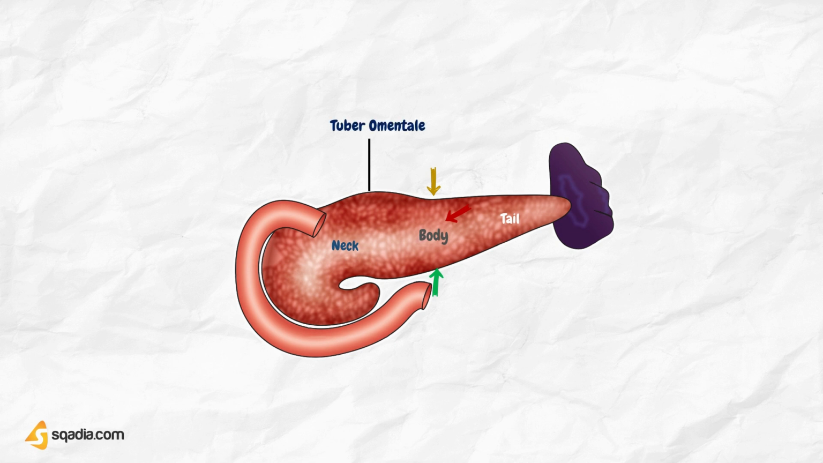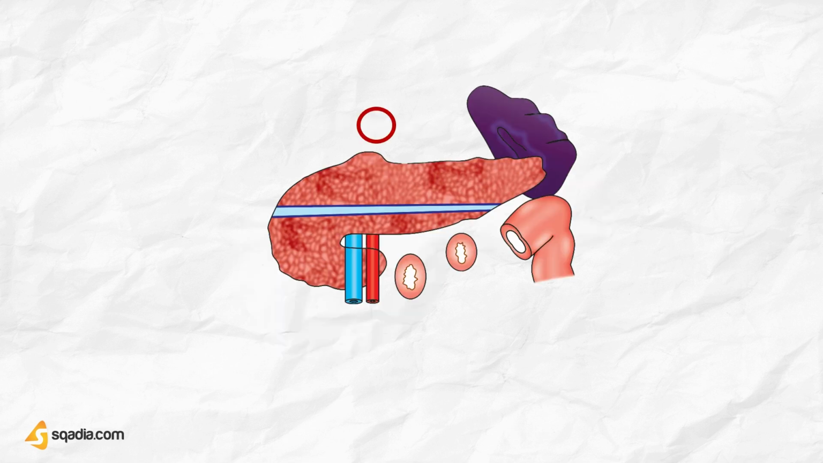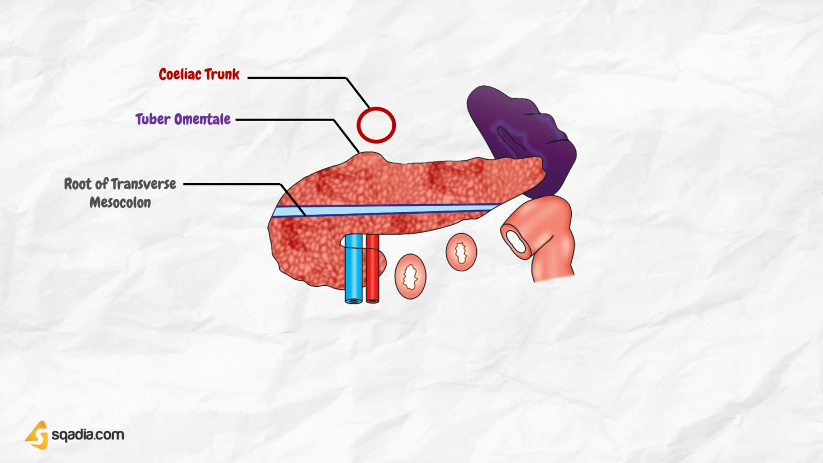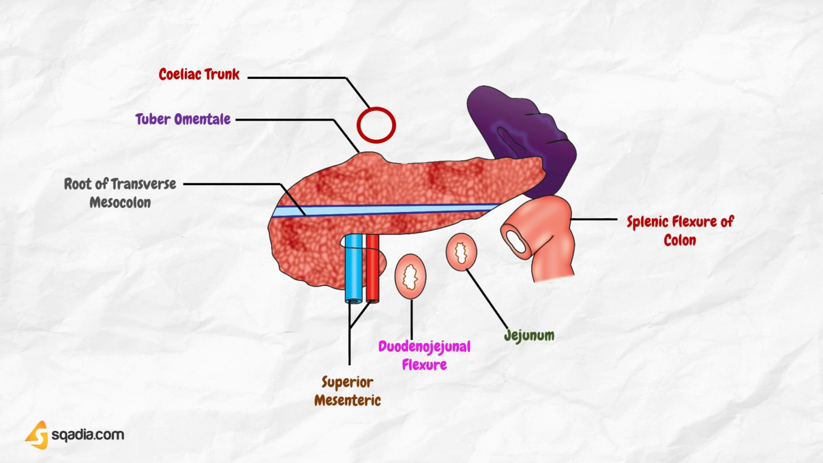Now let's discuss the borders of the body of the pancreas. There are three borders. The anterior border provides attachment to the root of the transverse mesocolon. The superior border is related to coeliac trunk over the tuber omentale. The inferior border is related to the superior mesenteric vessels at its right end, while this is duodenojejunal flexure, jejunum, splenic flexure of colon, pancreas, and spleen.